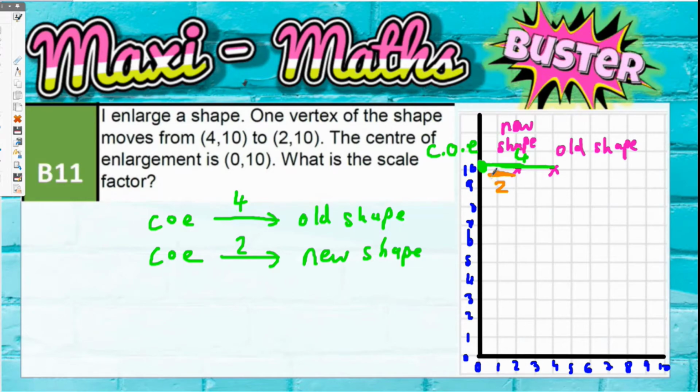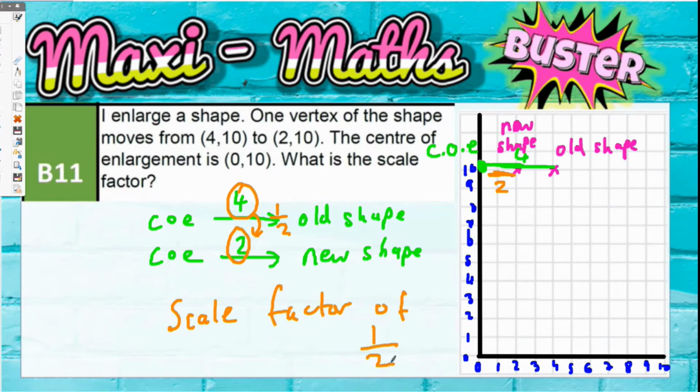And basically, if the distance had been doubled to get to the new shape, then that means the scale factor would be 2. But it hasn't been doubled. It's actually been halved, because to get from 4 to 2, you are halving it. Therefore, the answer to this question is that it is a scale factor of a half. Also, you could put 0.5 because 0.5 is equivalent to a half.